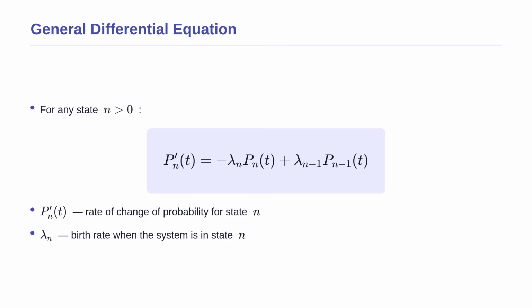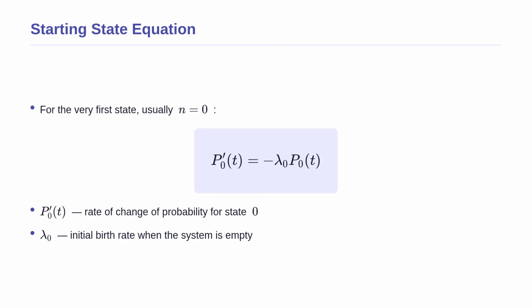This visual model translates into a fundamental differential equation. This equation tells us how the probability of being in state n changes over time. It loses probability when a birth occurs, pushing the system to the next state above it, which is represented by the negative term. At the same time, it gains probability when a birth happens in the state just below it, moving the system up into state n, which is represented by the positive term. This balance dictates the flow of probability.